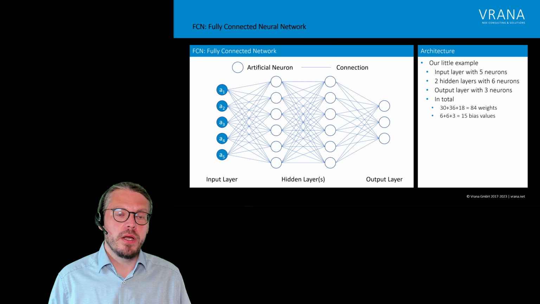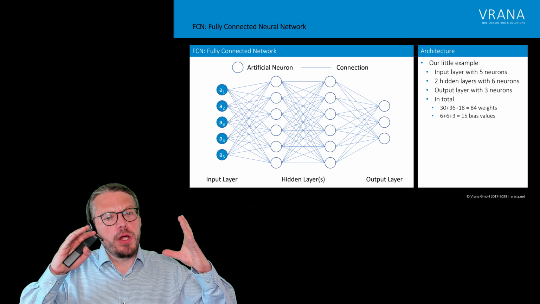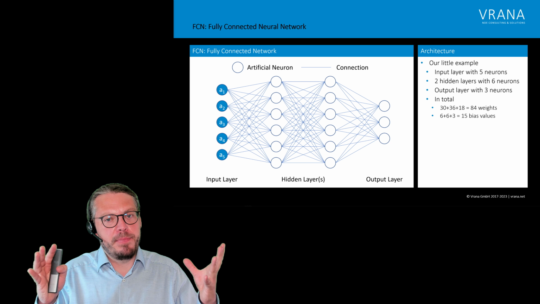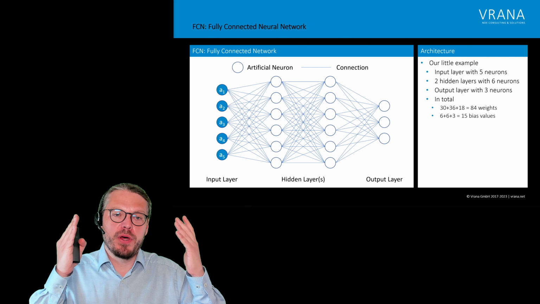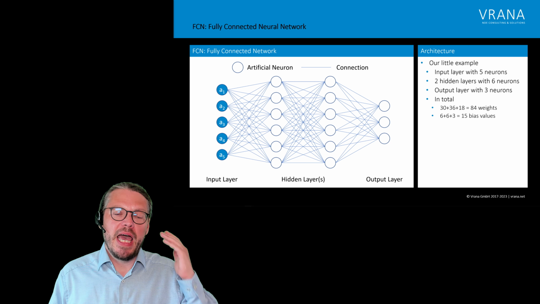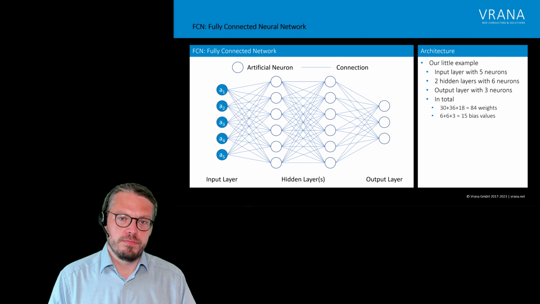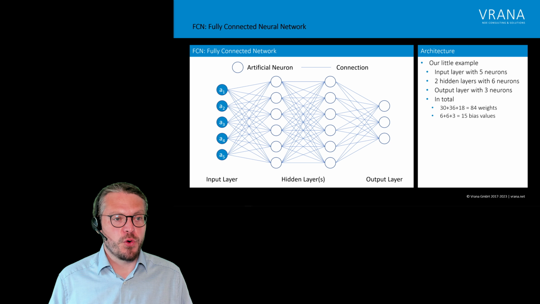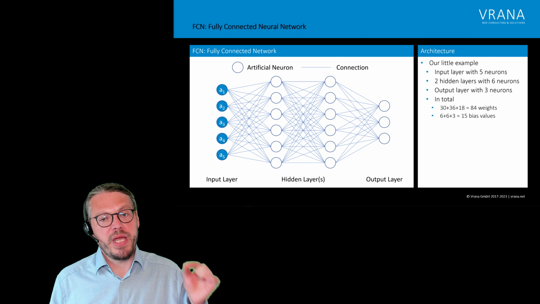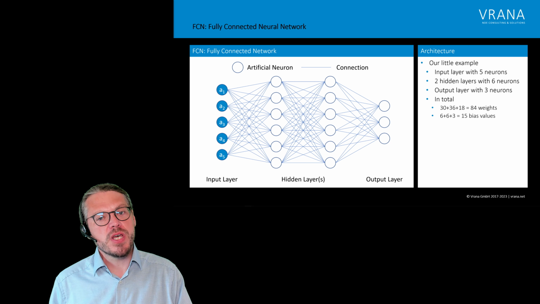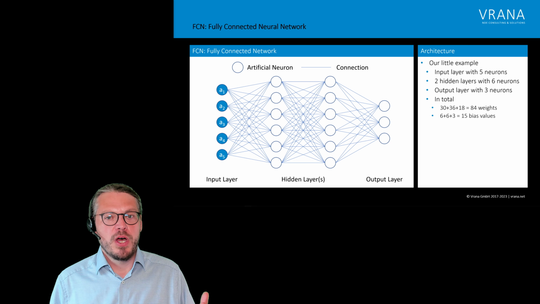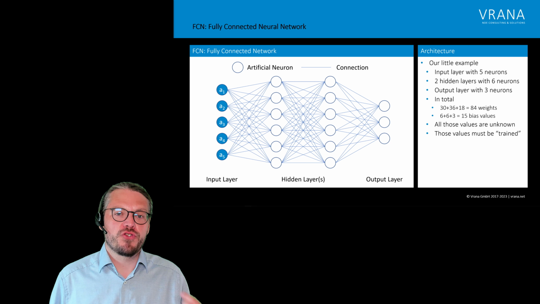So the first one, this is the one we looked at in the first video already in detail. And we did it on a very small, a little example, where we had an input layer with 5 neurons, 2 hidden layers with about 6 neurons each, and an output layer with 3 neurons. So in total, we have 84 connections, which means that we have 84 weights. And we have 15 receiving neurons, so we have 15 bias values. Those 99 values have to be trained.